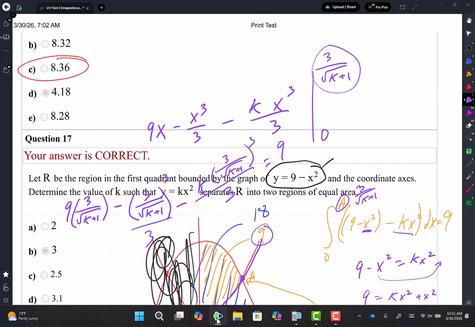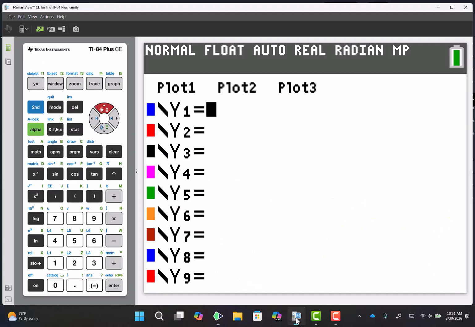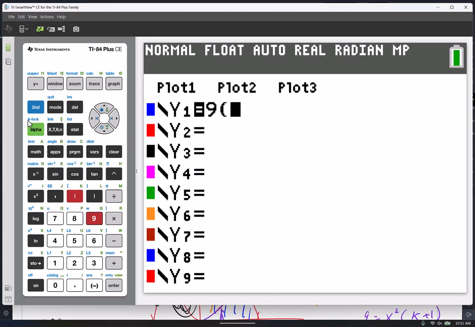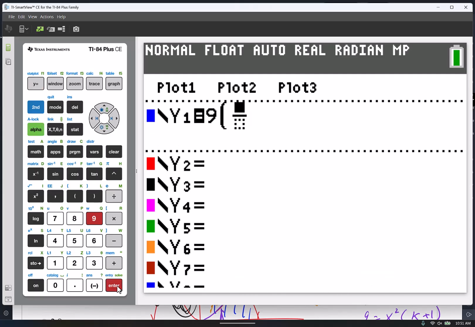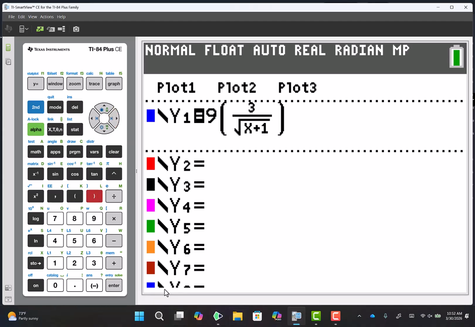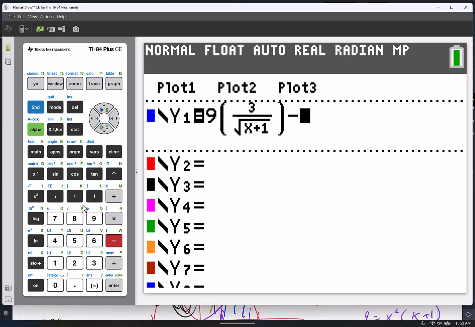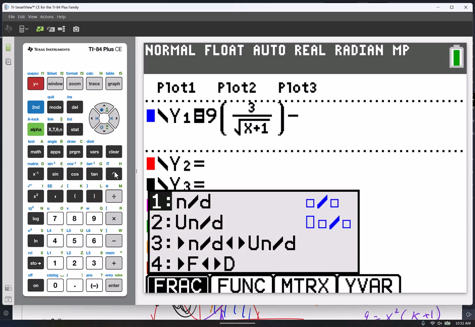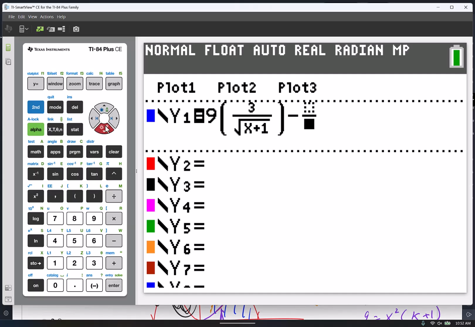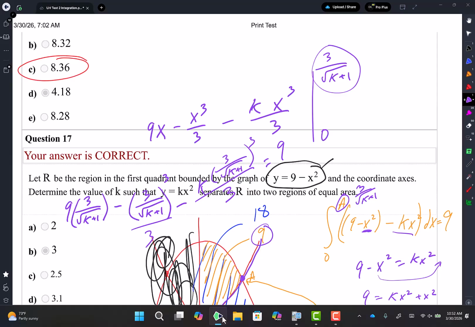What was my first one? 9 times, so here it is, 9, open parenthesis, alpha y equals, enter. And what did I have? 3 square root of x plus 1. I'm going to close it. Was there any powers on this one? No. And then was it minus? Yes. Minus, and then I'm going to put a fraction feature because there's a 3 in the bottom already, and then I'm going to use it again in a little bit. There's my 3 in the bottom. And let's see what I have on the top.